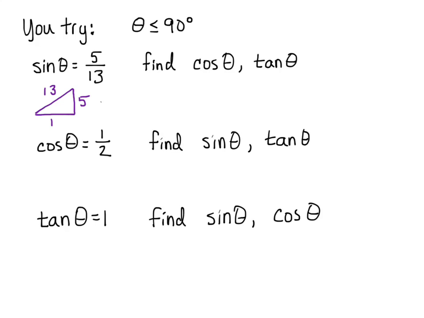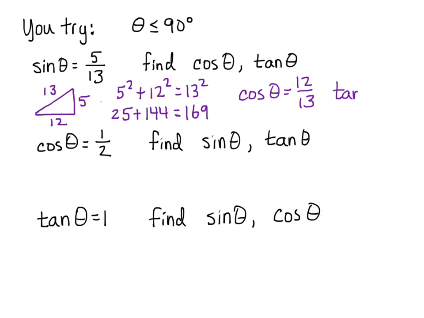All right, so this first one, I'm going to draw my reference triangle, and I notice that a 5, 12, 13 triangle is a right triangle, so I can calculate 13 squared minus 5 squared equals 12 squared. And so then the cosine is going to be the adjacent over the hypotenuse. The tangent is going to be the opposite over the adjacent.